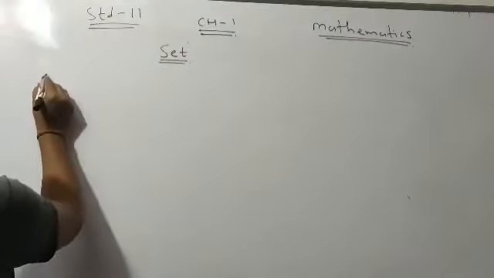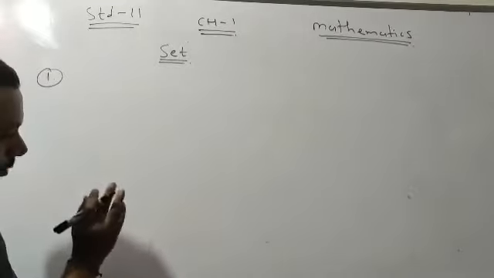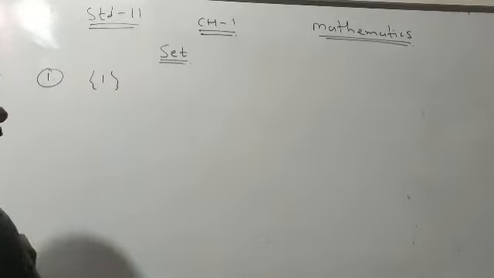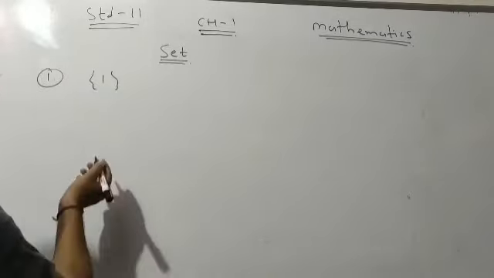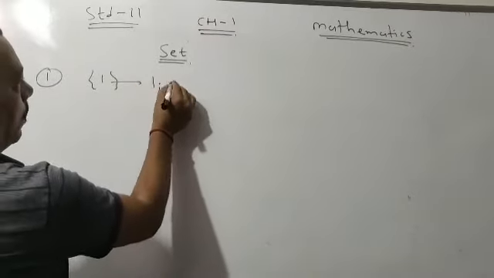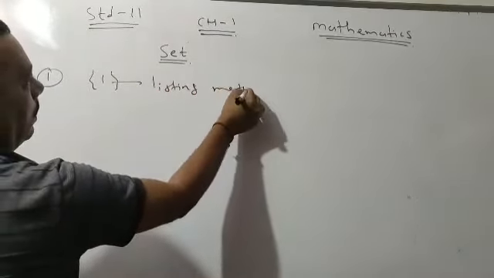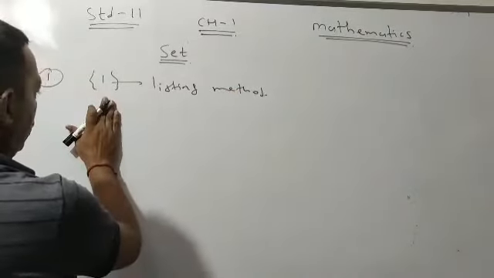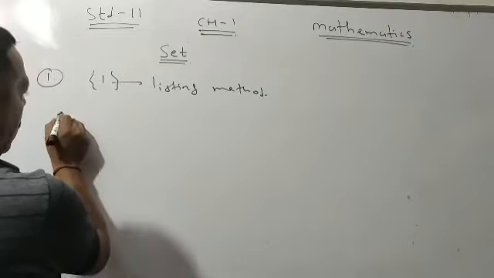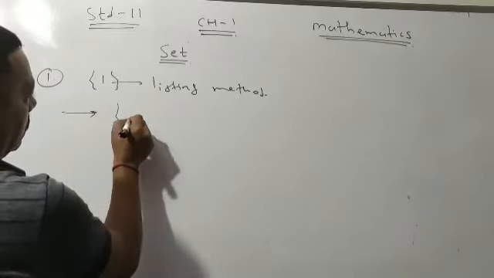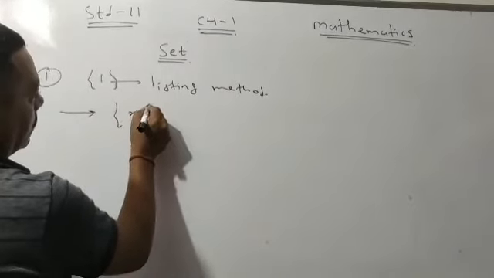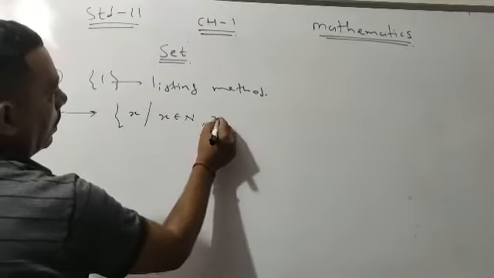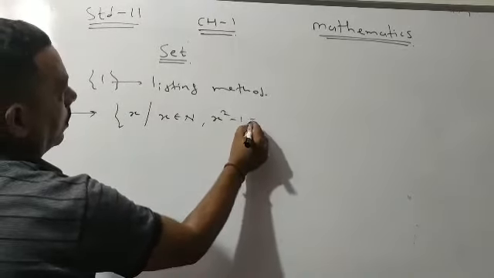See, I will write one simple question. Question number 1, which is not from the textbook, from my side. The question is, in curly bracket I wrote 1. We can say that this 1 is in the form of listing method. And my question is write the same answer in property form. Now you can represent this as x such that x belongs to N, comma x square minus 1 equal to 0.